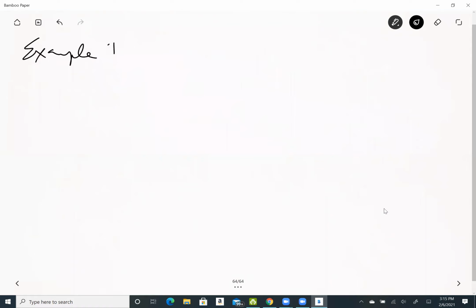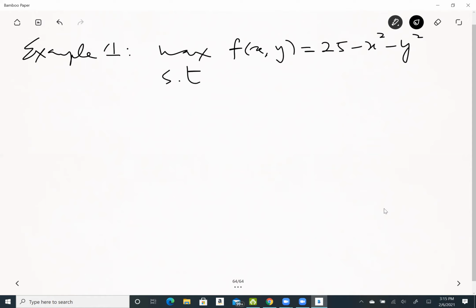Example number 1. Let's say I want to maximize, I will do this quickly, because there is class after this, f of xy equal to 25 minus x squared minus y squared, subject to the constraint, let's say 2x plus 3y equal to 70. Here ST means subject to.